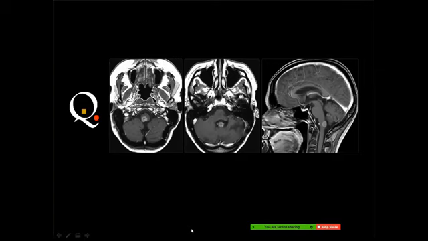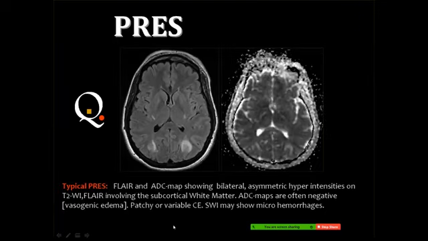Dr., why is it not herpes encephalitis? In the previous case, yes. Now the herpes encephalitis, number one has a specific location in the temporal lobe, and number two, herpes will show diffusion restriction, not diffusion free.